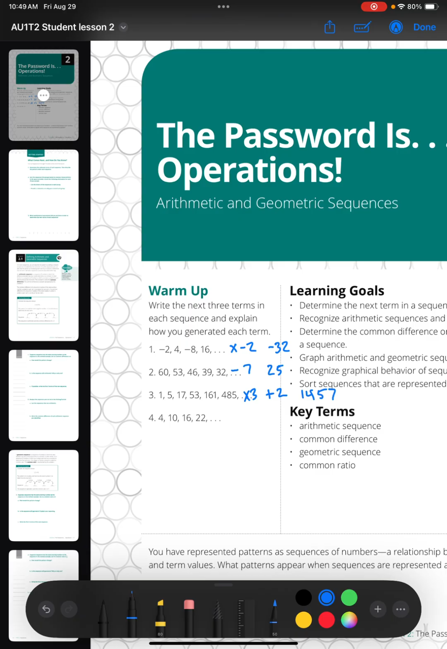And then the last one there, number 4, back to a little bit more simpler. All that's happening there is we're adding 6 to the previous term. 4 plus 6 is 10, 10 plus 6 is 16, and so on. So 22 plus 6, our next term would be 28.